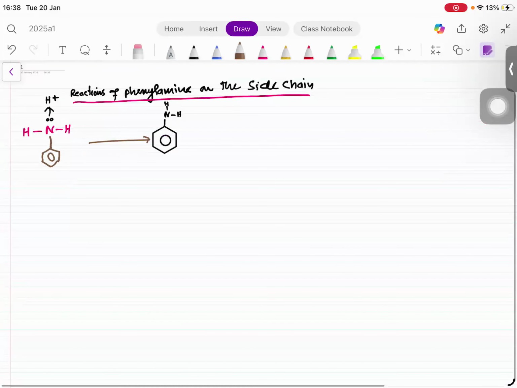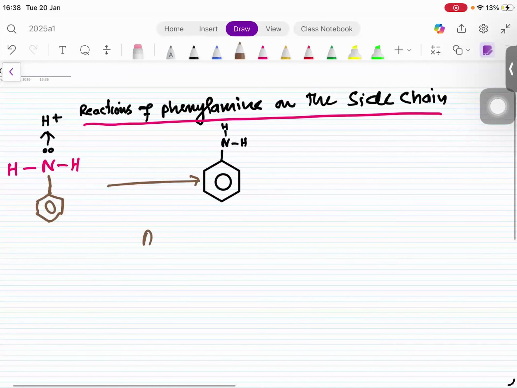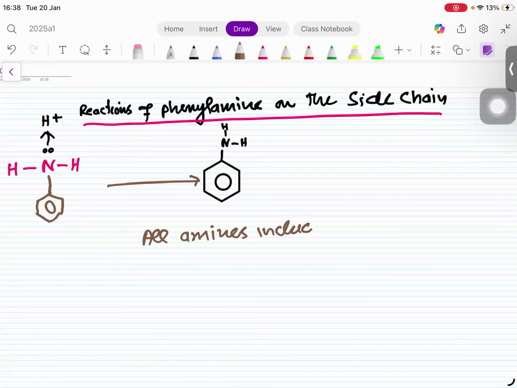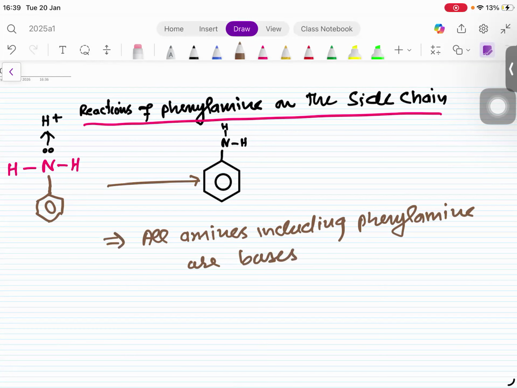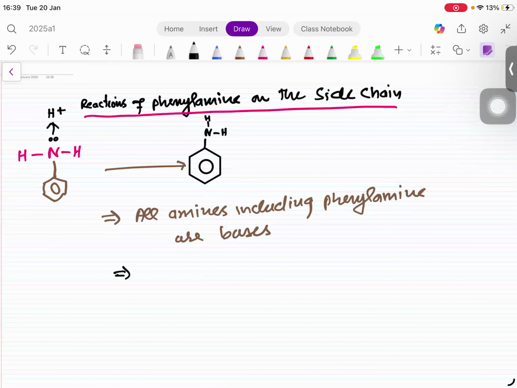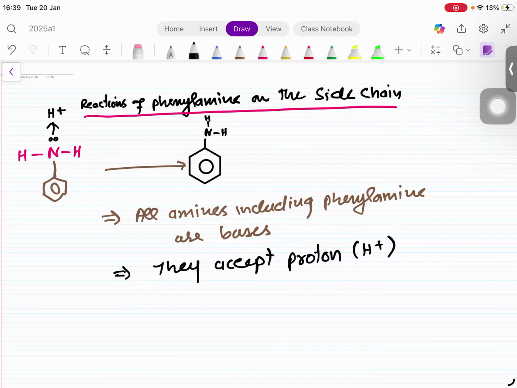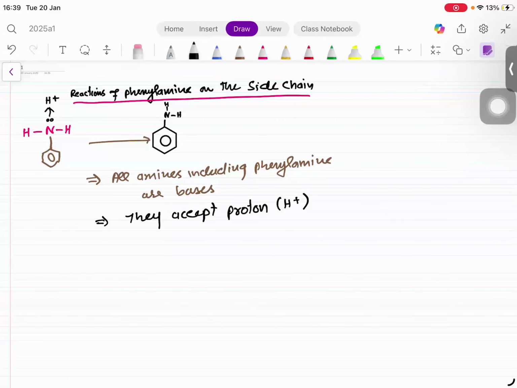So please write down: all amines, including phenylamine, are bases. Why? Because they are proton accepting. Yes, they accept protons, or H positive ions. So the first reaction on the side chain is the basicity.